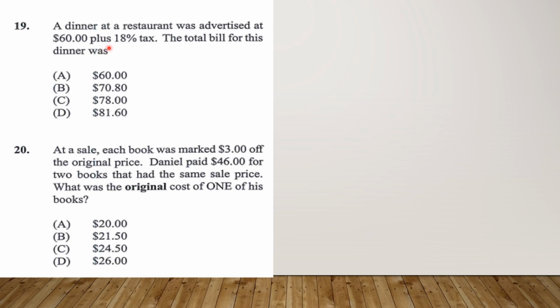Question 19. A dinner at a restaurant was advertised at $60 plus 18% tax. The total bill for this dinner was, so we have to find 18%, 18 over 100 times 60 over 1. Cancel the zeros. 2 into 10 is 5, 2 into 6 is 3. 18 times 3 is 54, divided by 5. That's going to give us $10.80.